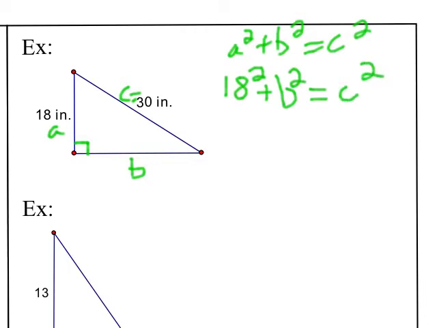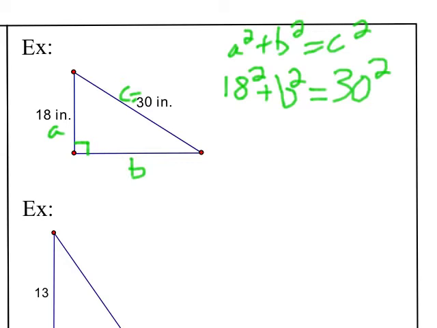Oops, I'm sorry. It shouldn't be c squared. We know c. So c should be 30 squared. In fact, let's see if we can make that look a little bit nicer. I'll call that 30 squared. Okay? And now we just need to solve for b.